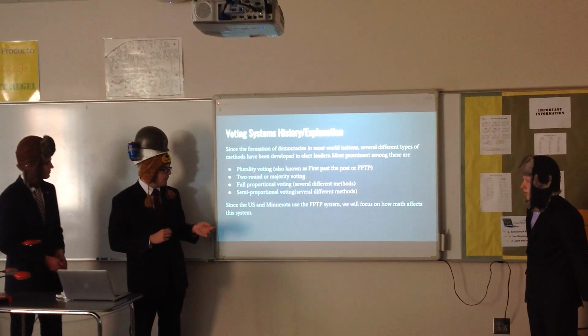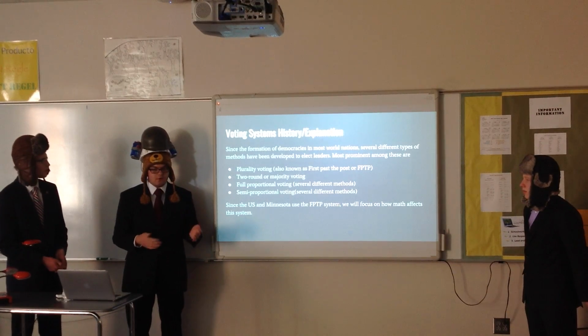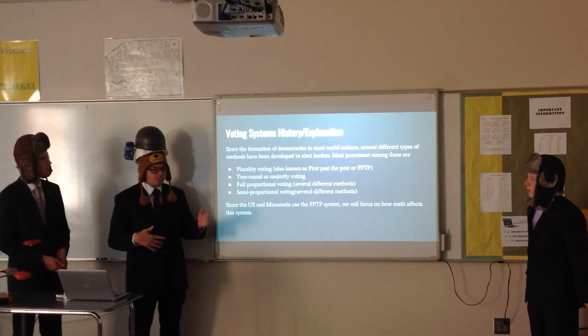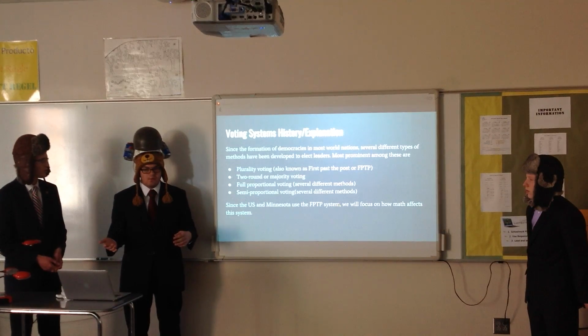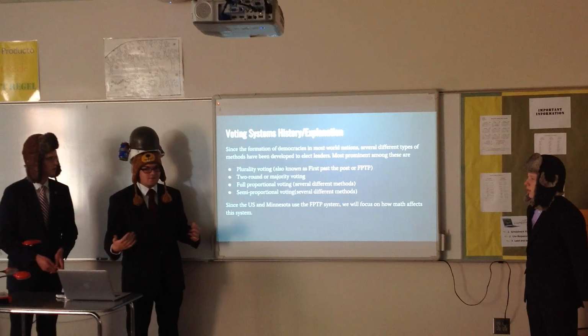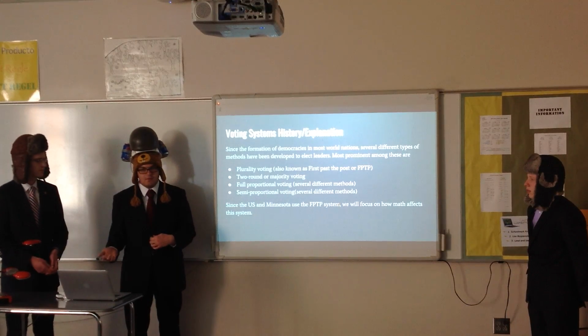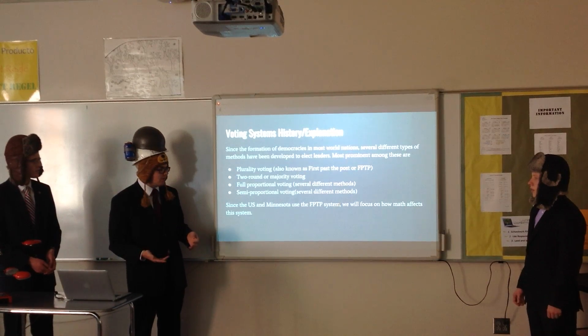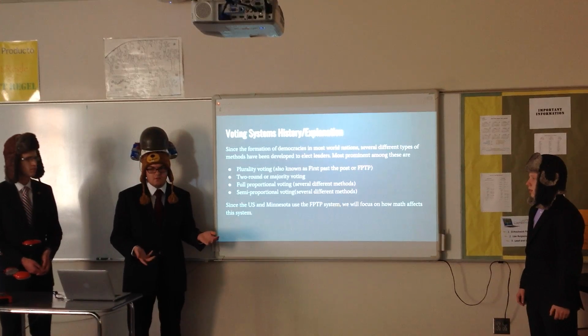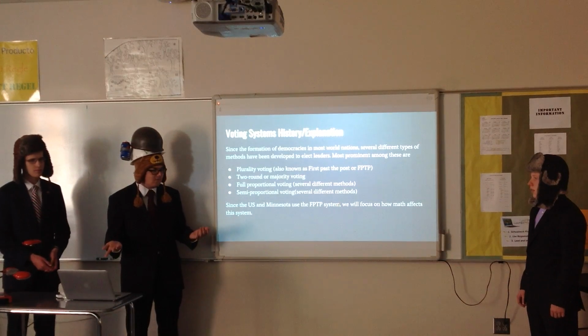And then in the fully proportional vote, you go and you vote, and they take what percent of the vote each party got in the whole country, and that's the percent of the seats that end up in the government. So in a Congress, if one party got 50% of the vote, they get 50% of the seats.